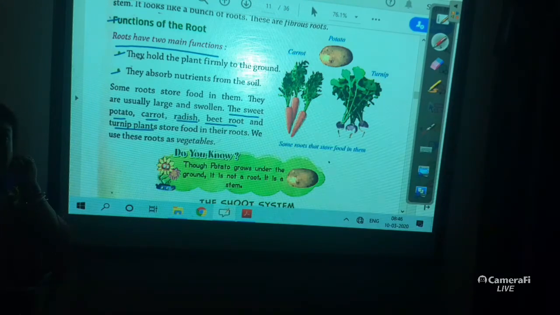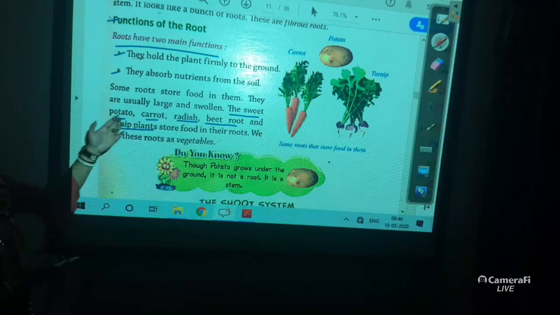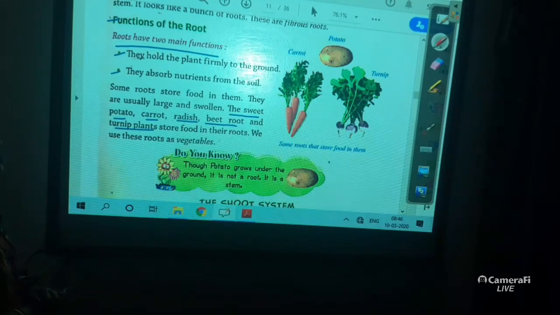If the question comes in your exam that give 2 or 3 examples of roots that we eat, या तो name 2 roots that are edible. Edible means जो portion हम लोग खाते हैं. ठीक है? तो अगर question है कि ऐसे 2 roots का नाम बताओ जिसको हम लोग खाते हैं, then all of you write all these roots' names. Sweet potato, carrot, radish, beetroot and turnip.